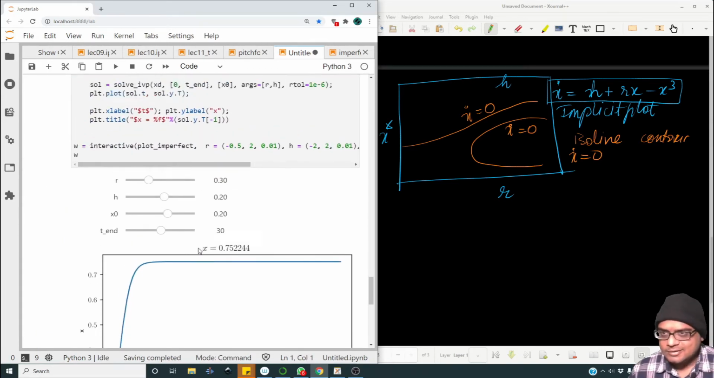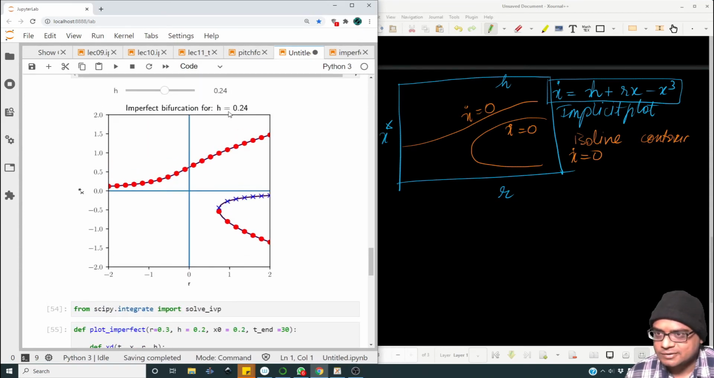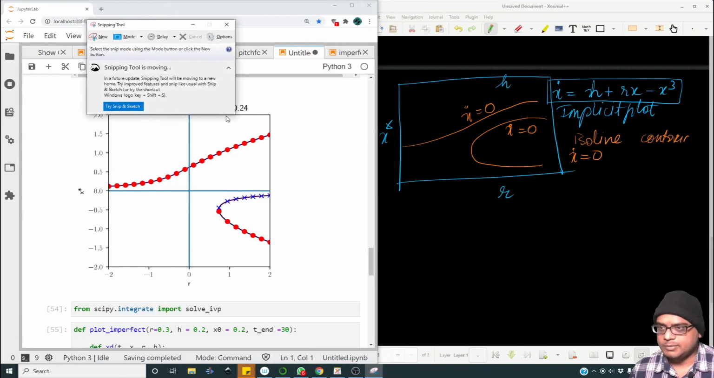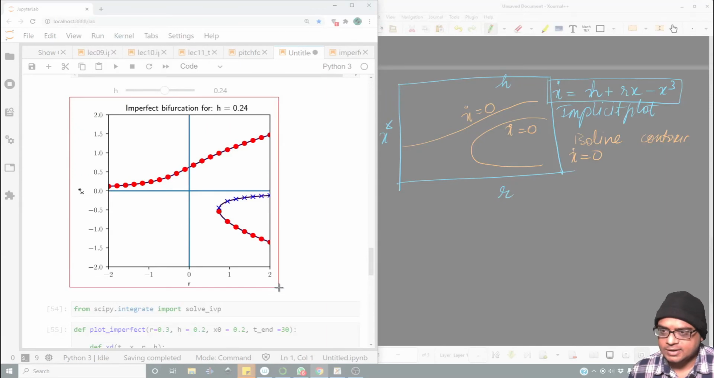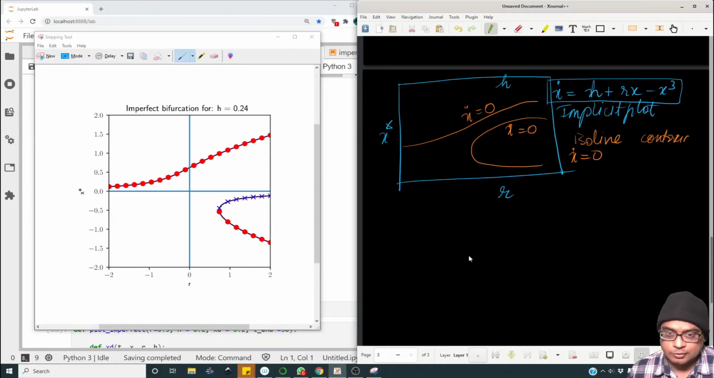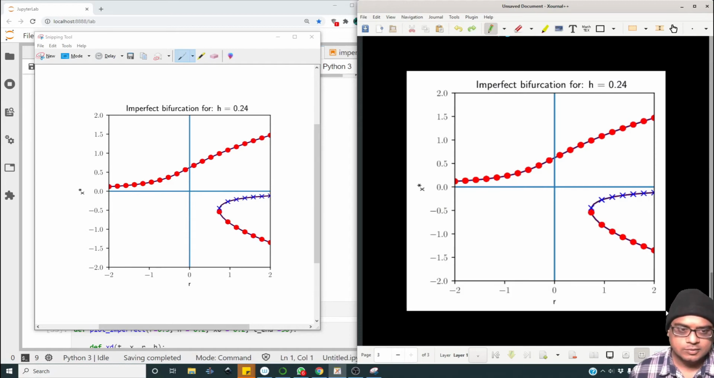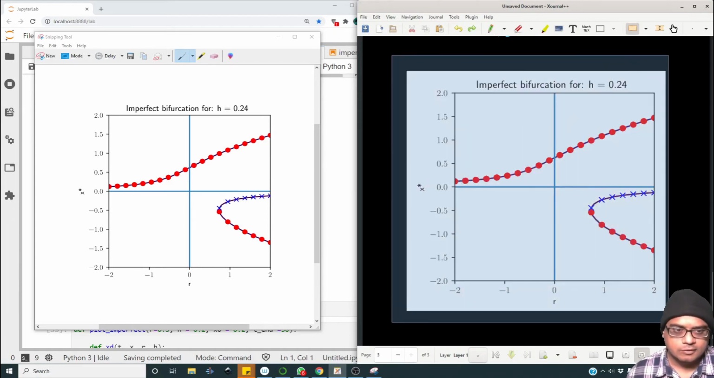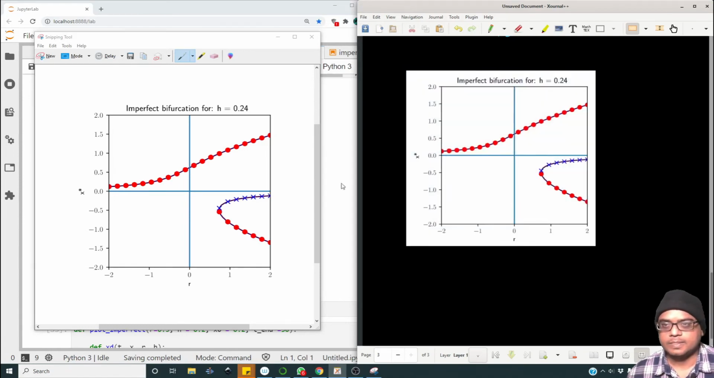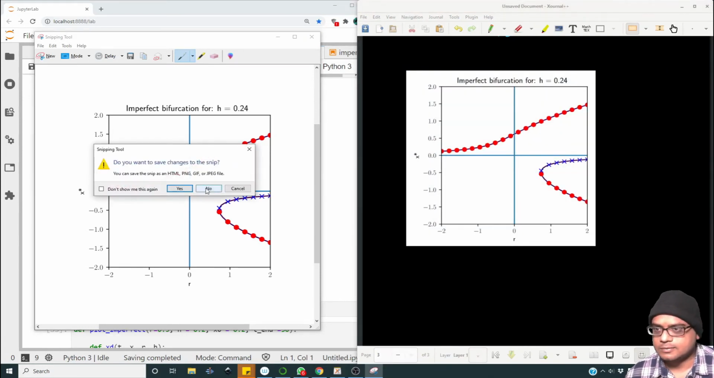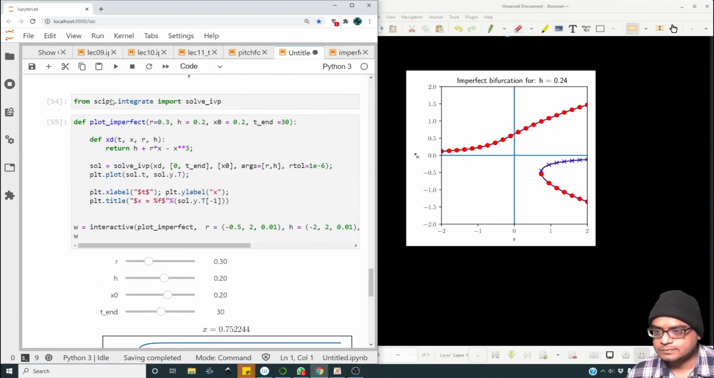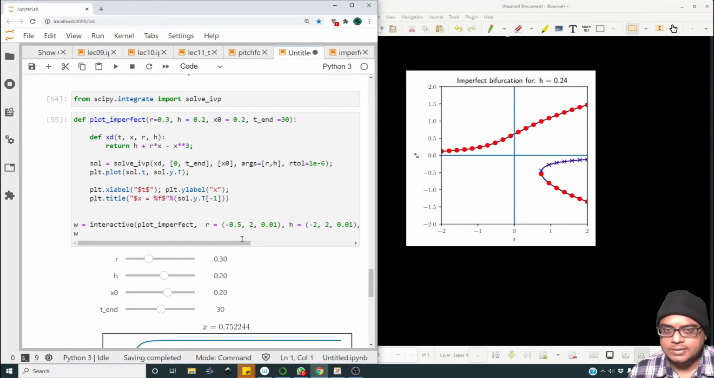So yeah, after running this, let us see for h equal to 0.24. Let me copy this over here so that we can make sense of whatever is going on. So let h be 0.24.